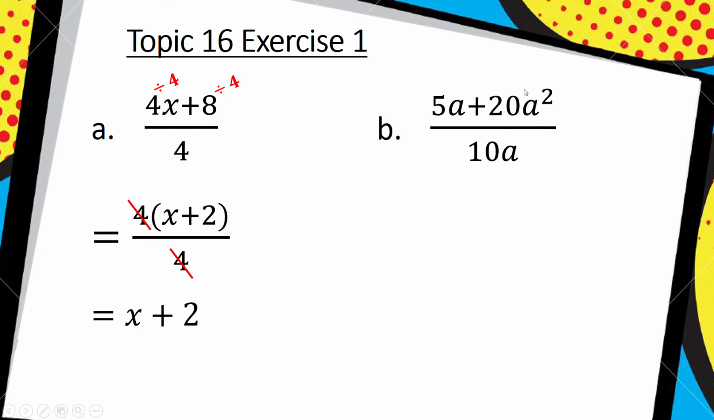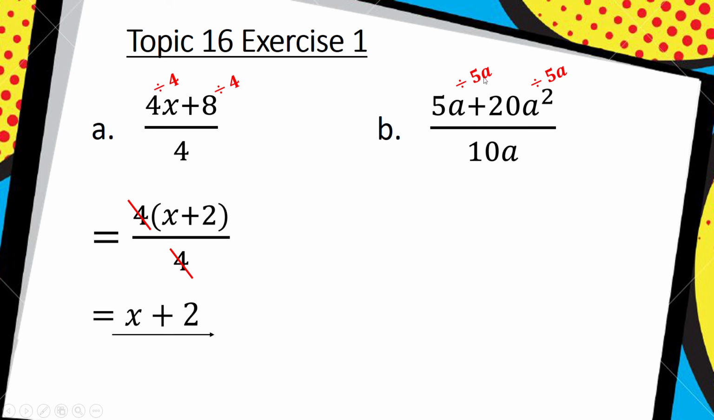Is there a highest common factor that goes into 5 and 20? Yes, 5. And is there an a in both terms? Yes, there is. I always take out the smaller number of variables, so there's 1a here and 2a's there, so I'm going to take out 1a. So I divide through by 5a. The bottom can't be factorized because it's only one term.